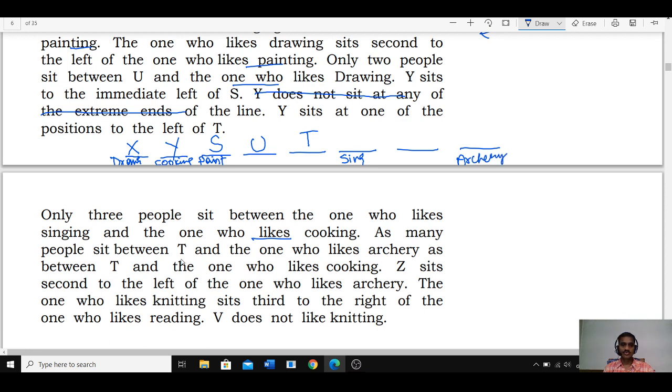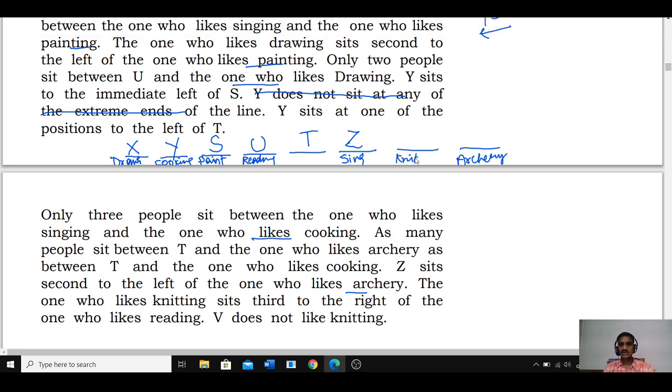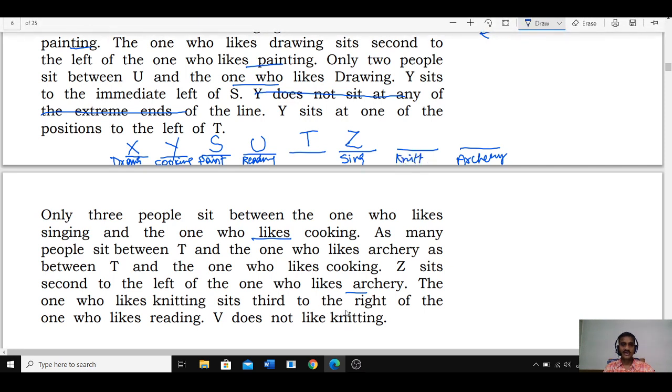T and archery 2 people. And Z sits second to the left of the one who likes archery. Z is seated second to the left of the one who likes archery. And the one who likes knitting sits third to the right of reading. Knitting is third to the right of reading. Now this is reading. Knitting is third to the right, and this is knitting.